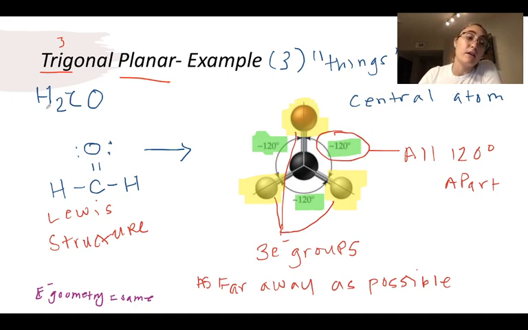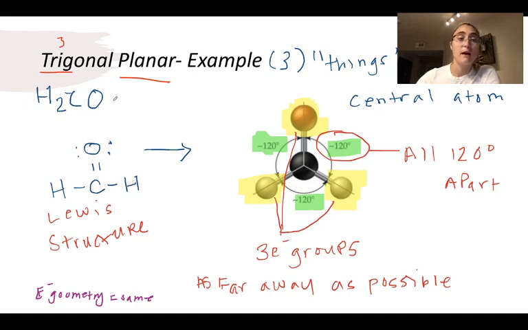So what we have here, for our example, is H2CO. In this case, carbon is our central atom, and we have two H's on either side and our O, and everything has an octet. Carbon has 1, 2, 3, 4. Oxygen is 1, 2, 3, 4, and hydrogens are okay with their duet. So this is our Lewis structure, and we can identify how many things are around the central atom. 1, 2, 3 things around the central atom.